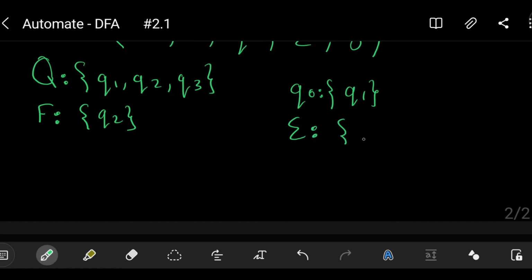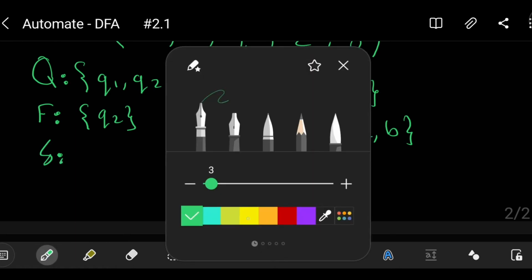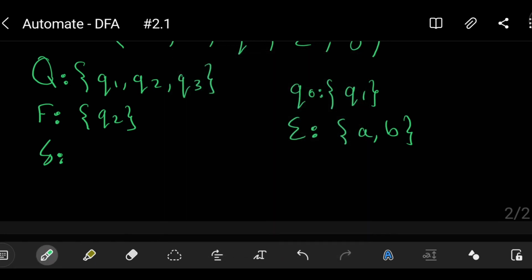Now, we have also the sigma, the inputs A and B. We have in the automaton the inputs A and B, not 0 or 1 or C. We have A or B. Now let's calculate the delta transitions.